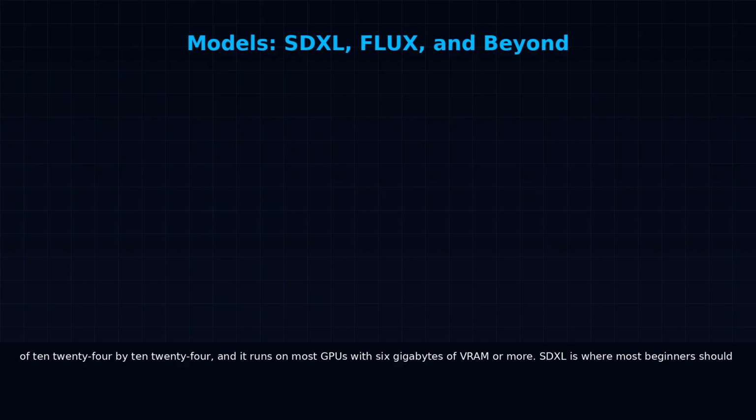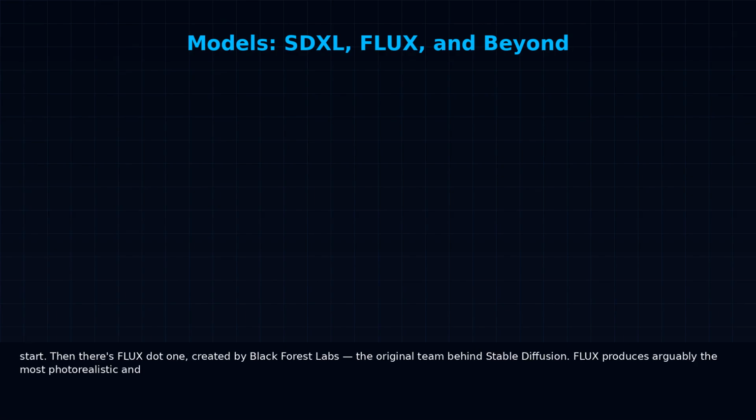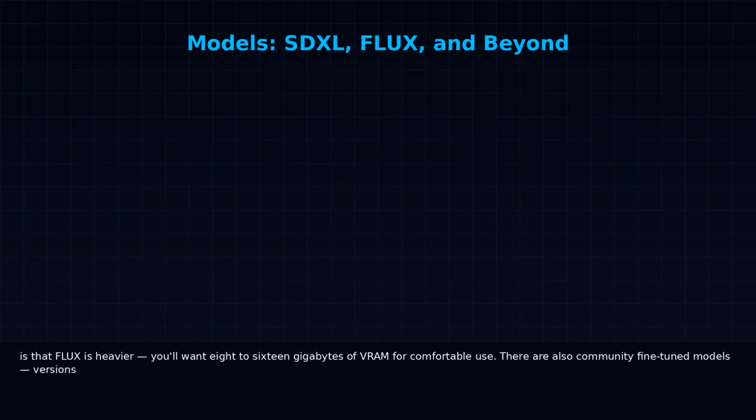SDXL is where most beginners should start. Then there's Flux.1, created by Black Forest Labs, the original team behind Stable Diffusion. Flux produces arguably the most photorealistic and text-accurate images of any open model. It handles text within images better than anything else, and its understanding of prompts is remarkably precise. The trade-off is that Flux is heavier. You'll want 8 to 16 gigabytes of VRAM for comfortable use.